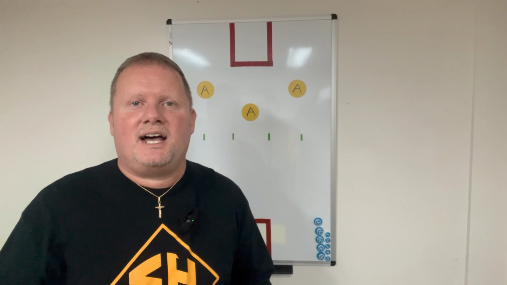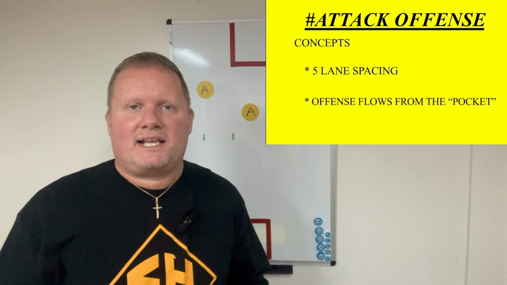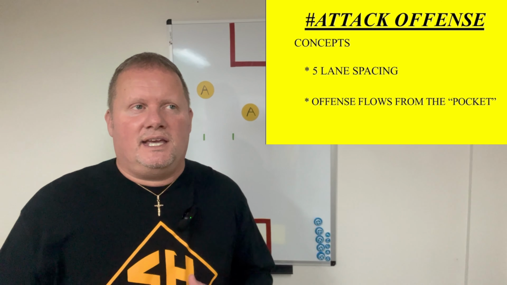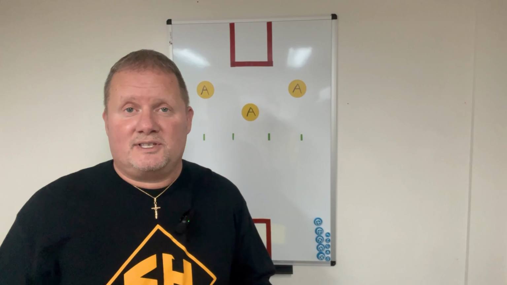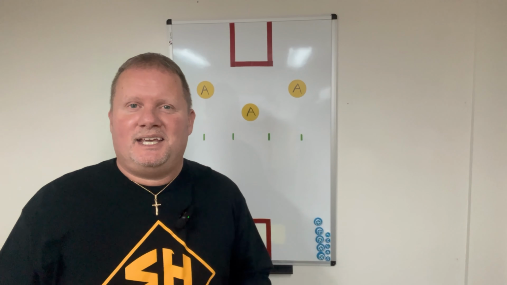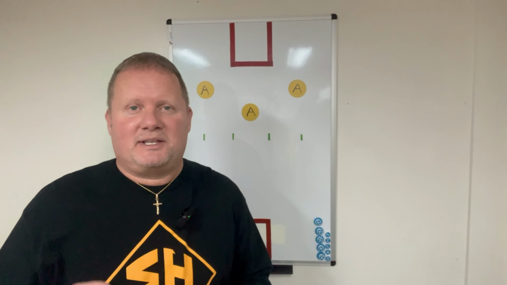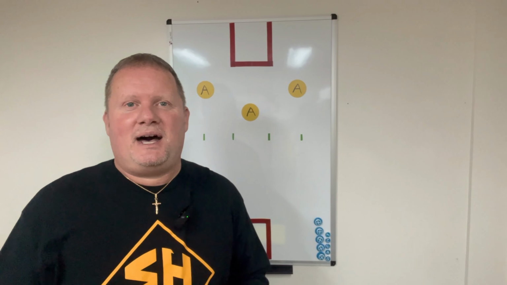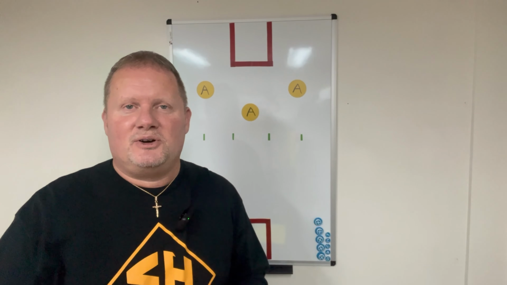The second major concept of the attack offense in the half court is that the offense flows from the pocket. And I got this from Sean Miller, and it's more of a football concept. When you think about where the offense comes from a football team, it always originates with the quarterback, because the ball's got to go to the quarterback first. And a lot of times the offense comes out of that pocket. They make those throws from the pocket. They hand off in the pocket. So basketball, same thing. Our offense is going to flow out of the pocket.